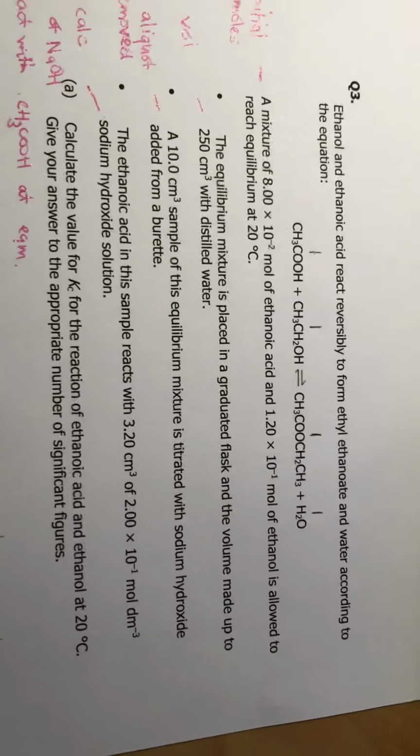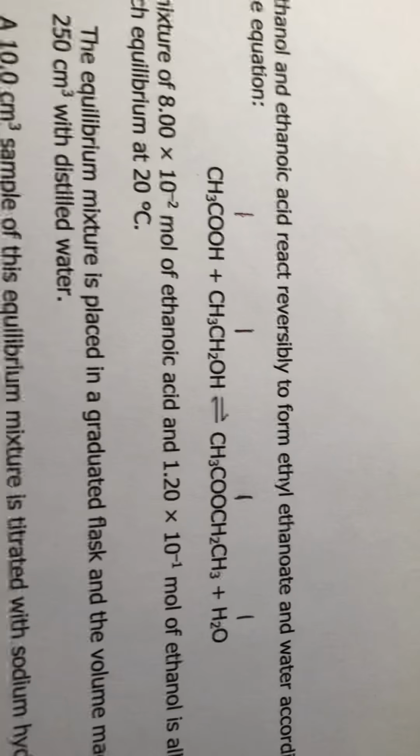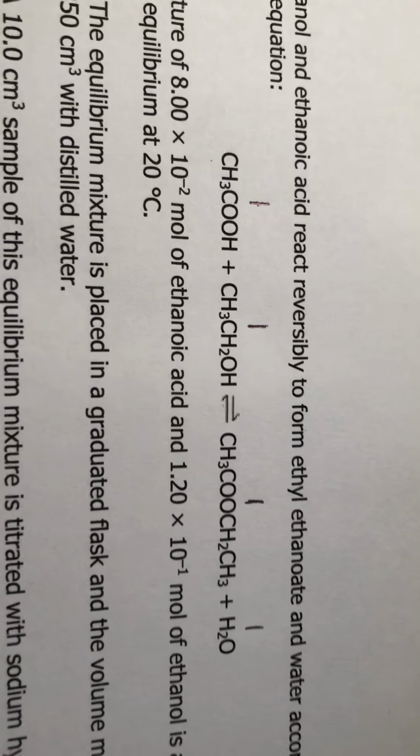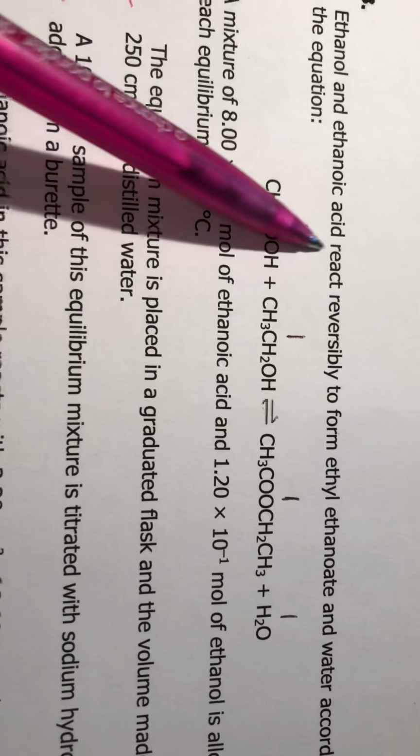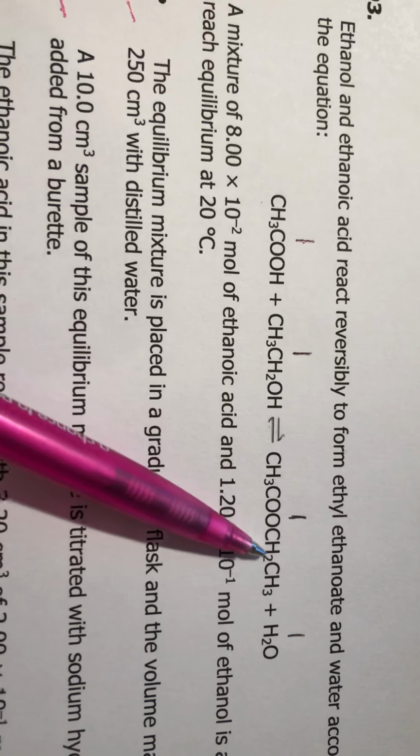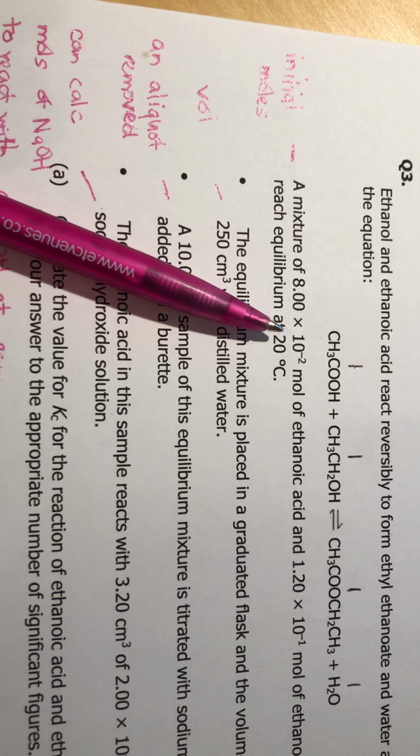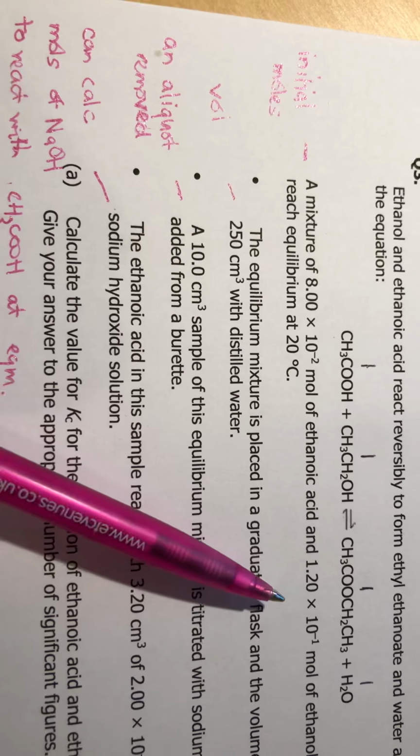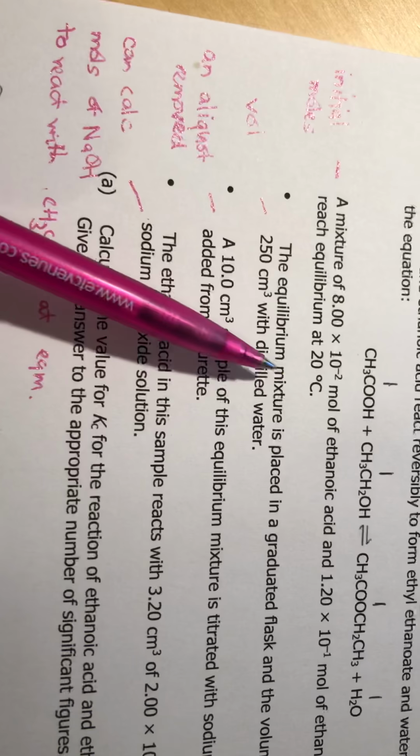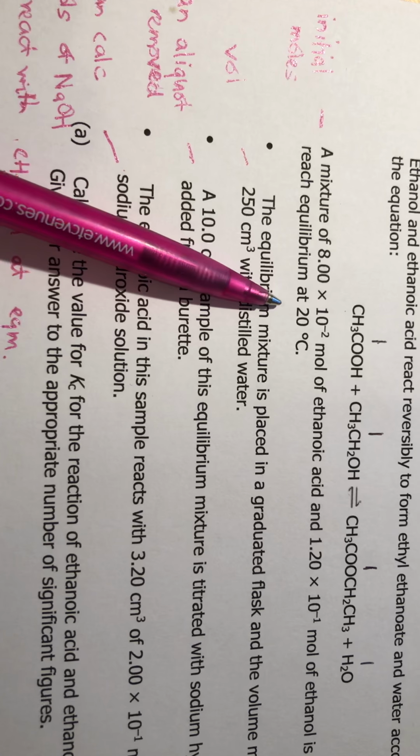Okay, so here goes. So first of all, the equilibrium. We've got ethanoic acid, ethanol in equilibrium with ethyl ethanoate and water. We've been given our initial or our starting number of moles of ethanoic acid and ethanol. Okay, and we're told it reaches equilibrium at 20 degrees Celsius.